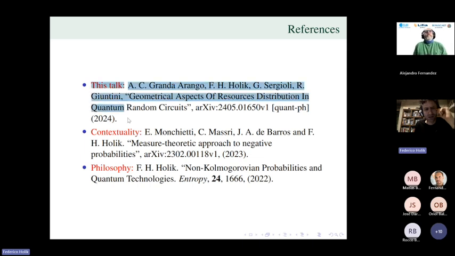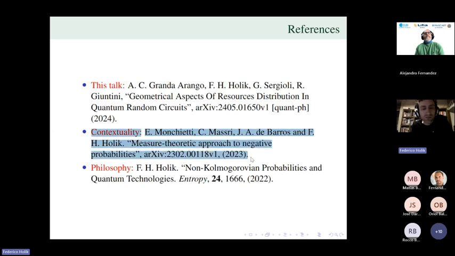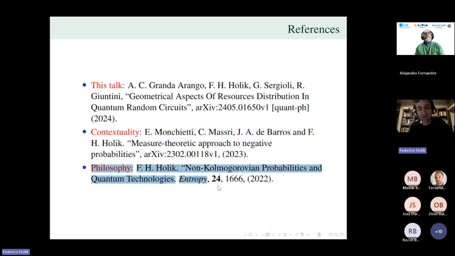Okay, some references. The content of this talk is contained in this arXiv preprint. The paper is not exactly the same because we've been doing modifications, but very soon we'll publish the updated version. And if you want to read more about contextuality, I recommend you to go to this paper, which will be published, I think, soon. But you can go to the arXiv. And also, if you are interested in the deep philosophical foundations of this methodology, I wrote this conceptual paper that perhaps can be of interest for you.